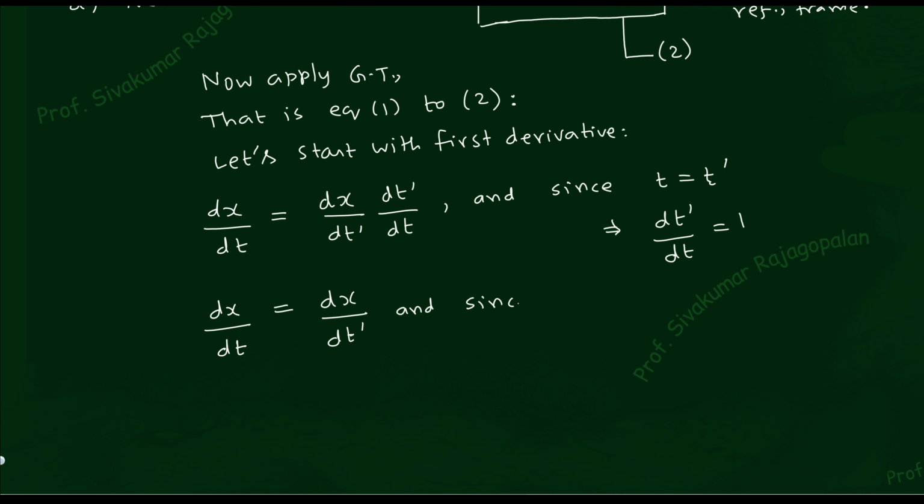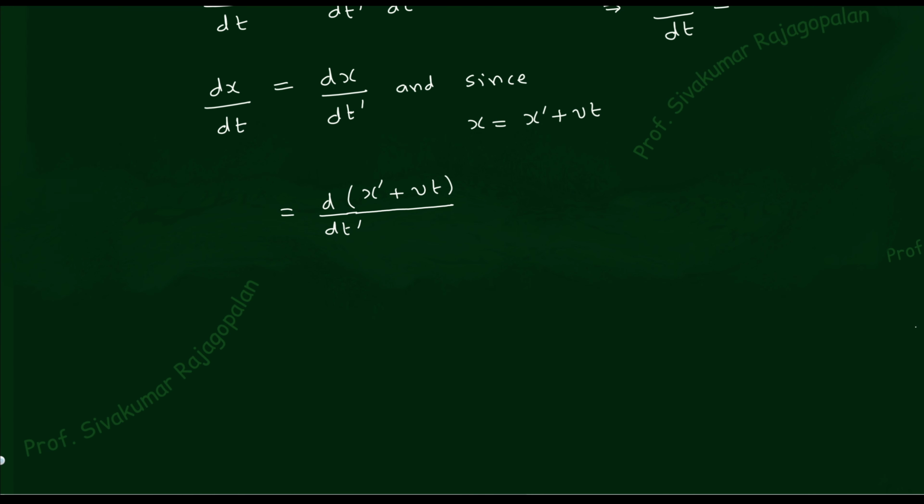And what about the x prime? For that, we know that x equals x prime plus v times t. Now apply d by dt prime to this expression: x prime plus vt. This step will take you from the x variable to the x prime variable. Let us now simplify. That is equal to dx prime by dt prime plus v times dt by dt prime.